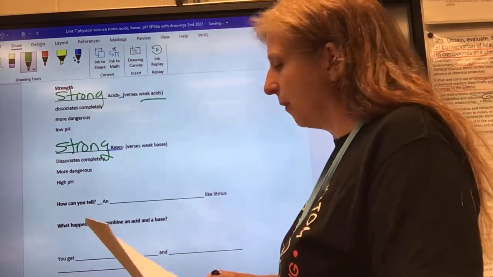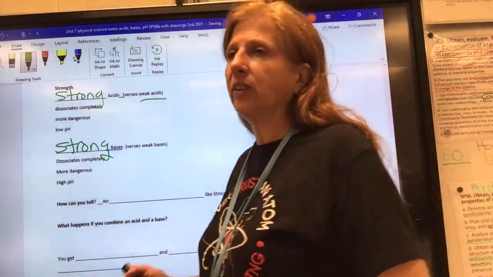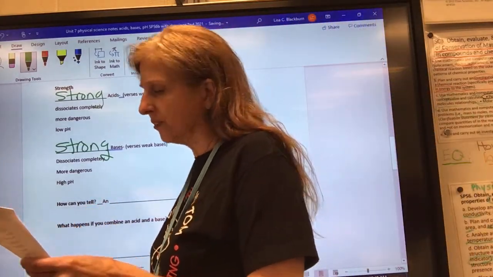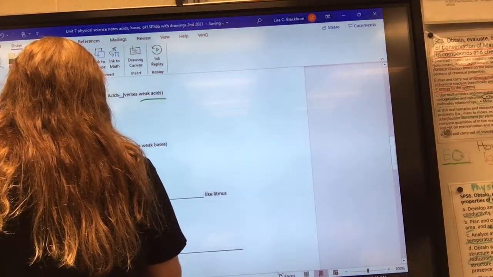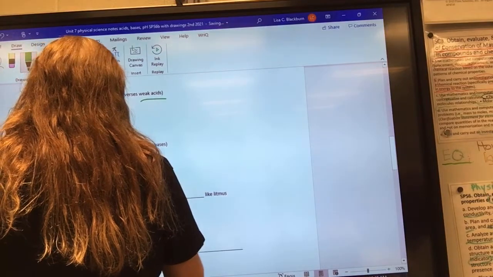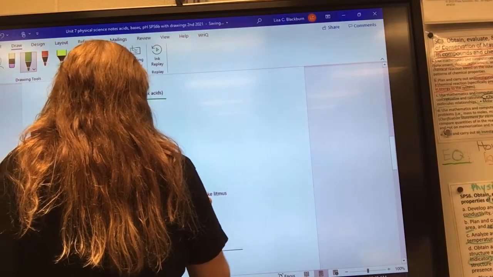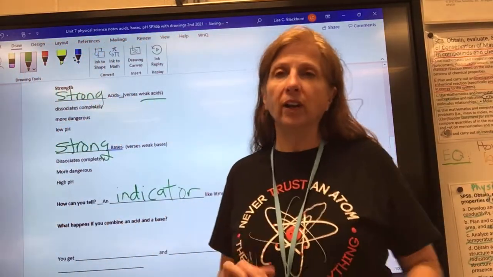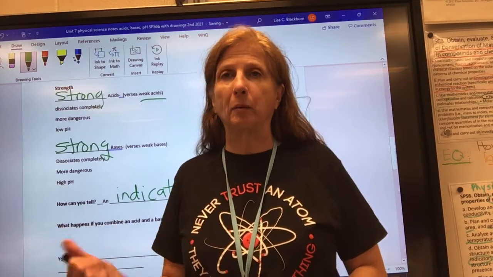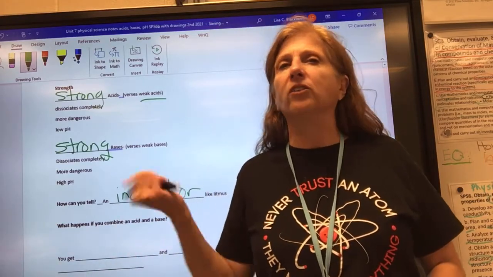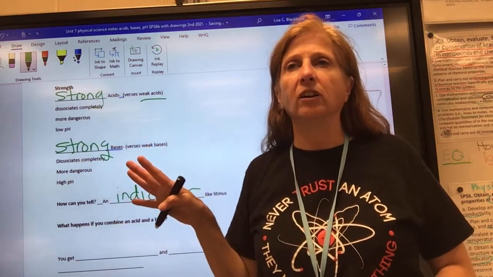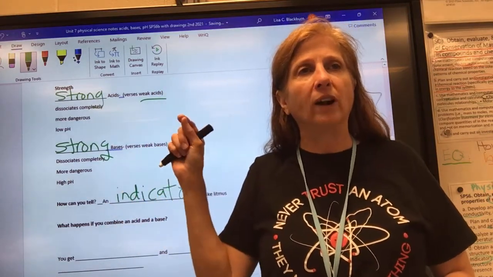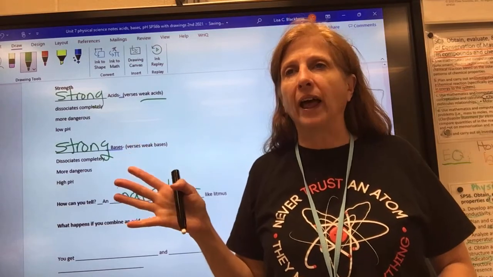All right. So how can you tell if something's an acid or a base? One way is you can use something to test it, an indicator, like litmus paper. We're going to do a lab where we're going to use litmus paper, which you probably used before. Didn't you do an acid-base lab probably in elementary school or middle school? Did y'all ever use litmus paper before? No. A lot of people have.